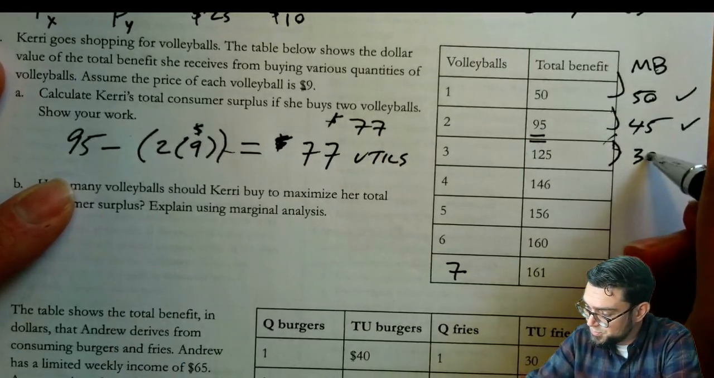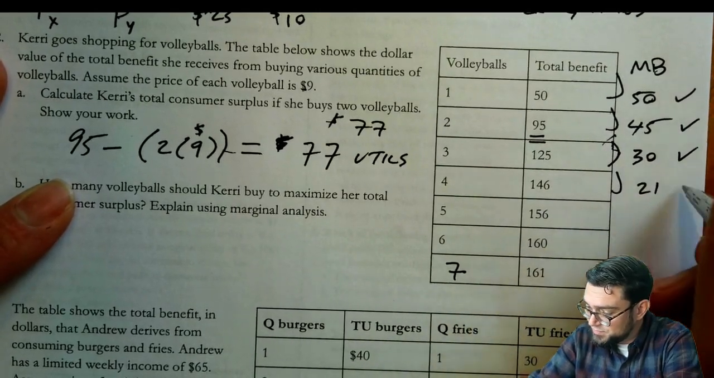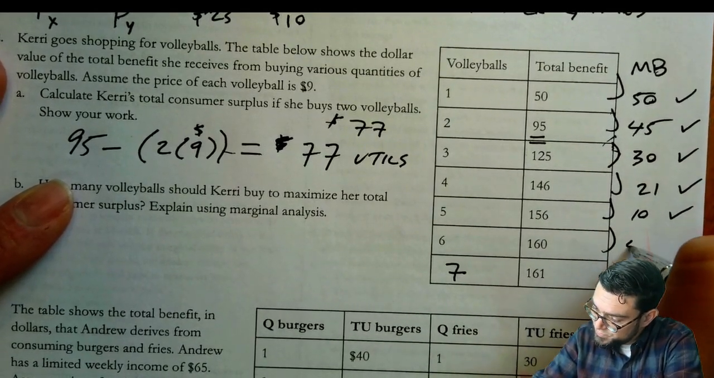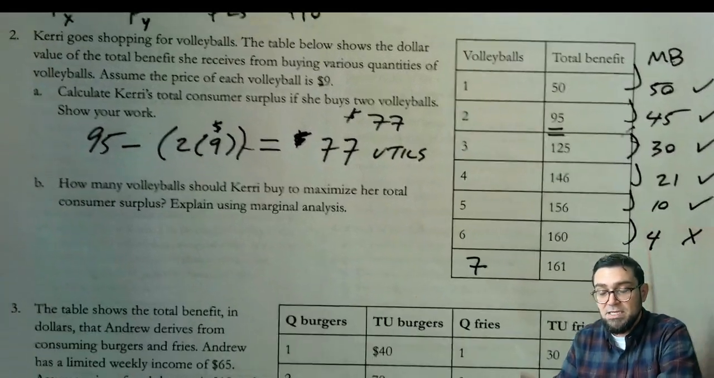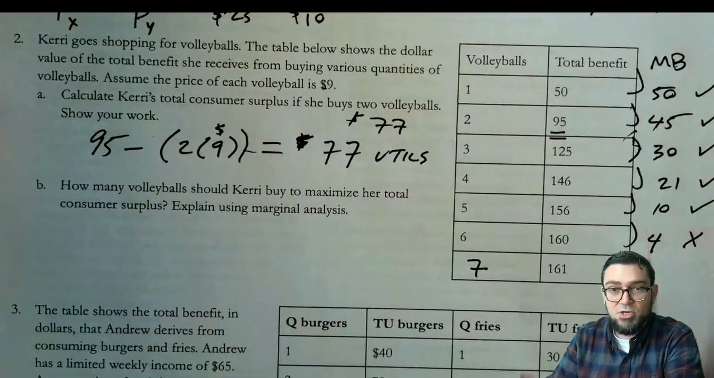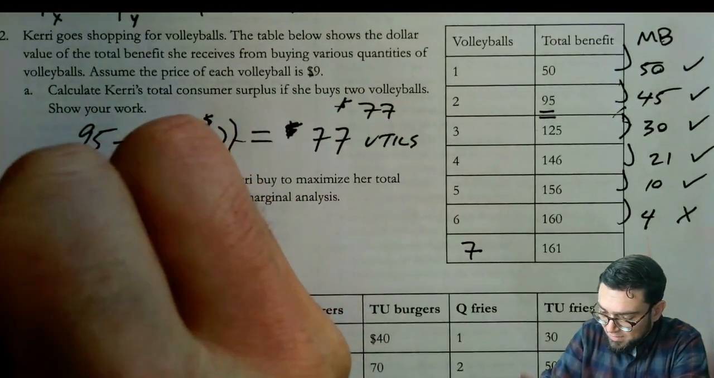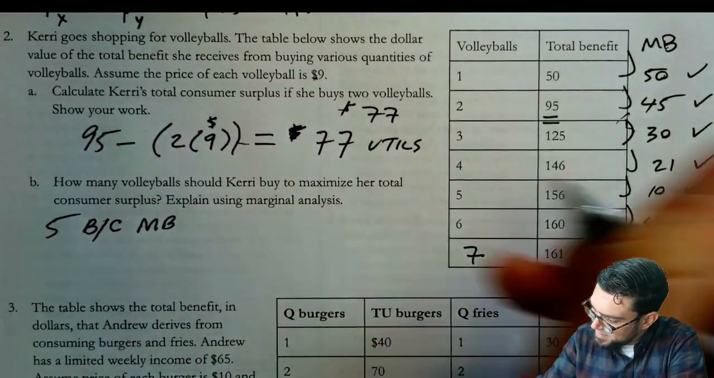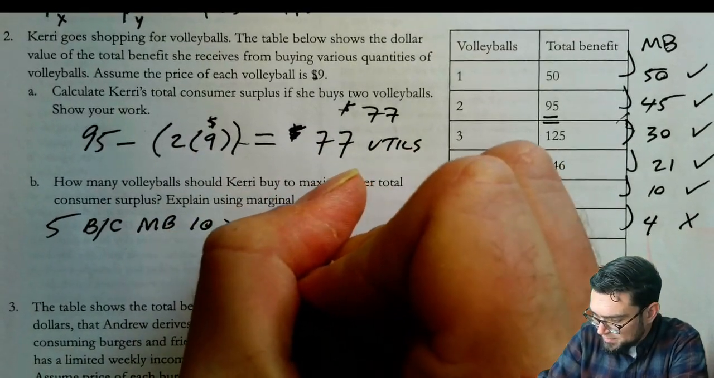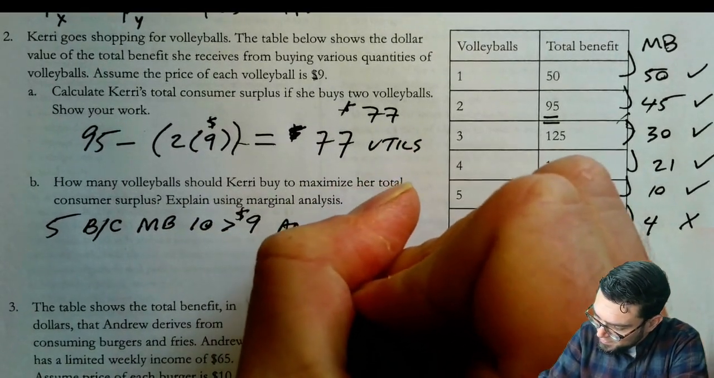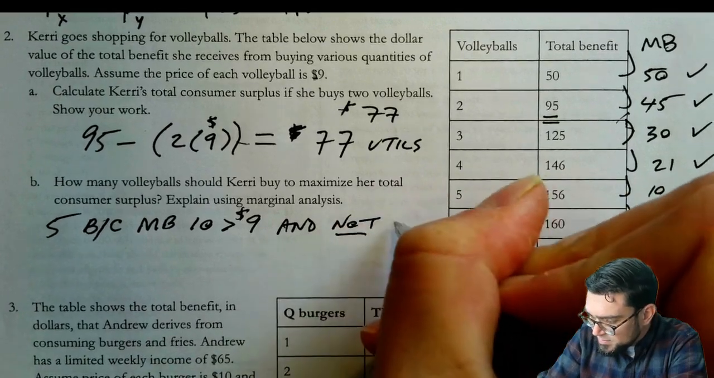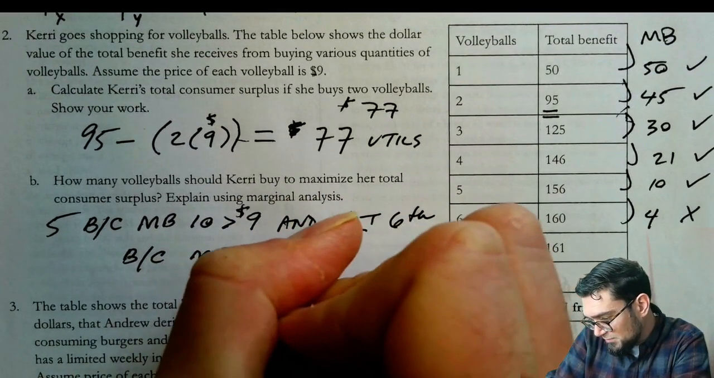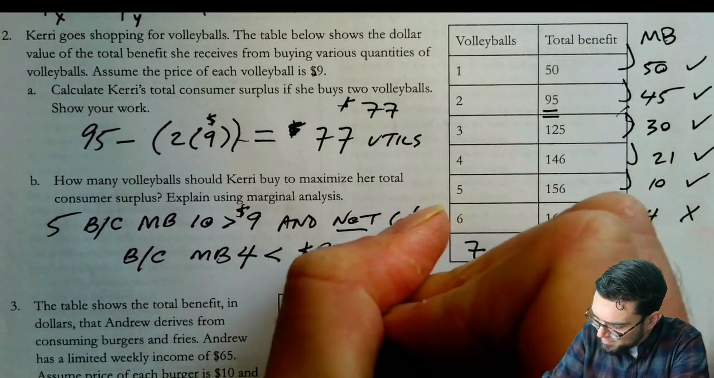The next one gives her 30. That one's a good one. The next one gives her 21. That one's good. The next one gives her 10. That one's good. The next one only gives her 4. That one's not good, because 4 is less than the price she would pay. So we are going to say 5, because the marginal benefit of 10 is greater than $9, and not 6, because the marginal benefit of 4 is less than $9.